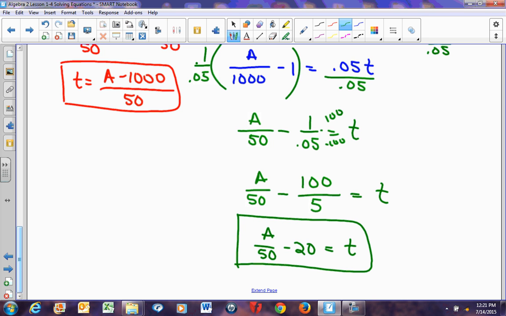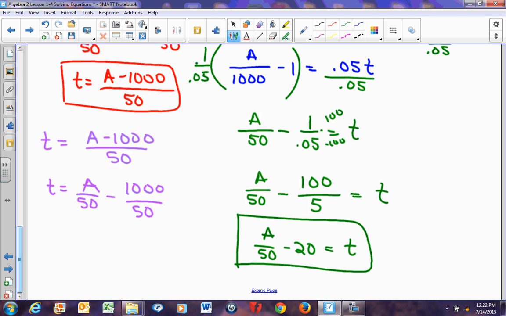Yes, if you're looking at it, that's ugly. Well, face it, if I was to simplify this, let's simplify this in a different color. T equals A minus 1,000 over 50. Which really means this, T equals A over 50 minus 1,000 over 50. That's what it means. So if I was to simplify this, T equals A over 50. What's 1,000 divided by 50? It's 20, isn't it? So you eventually get the same form.